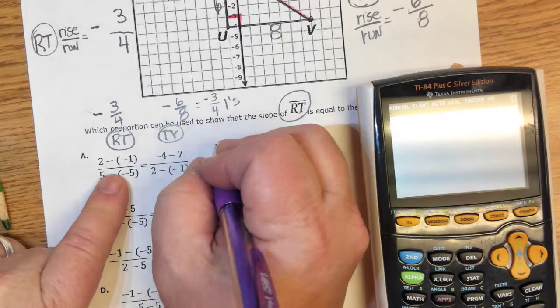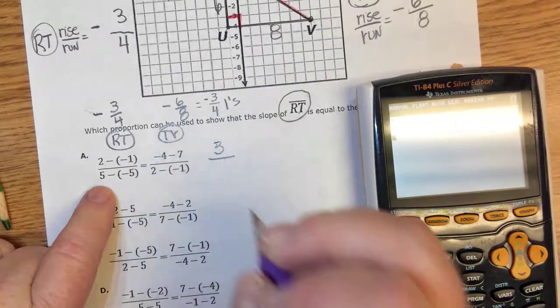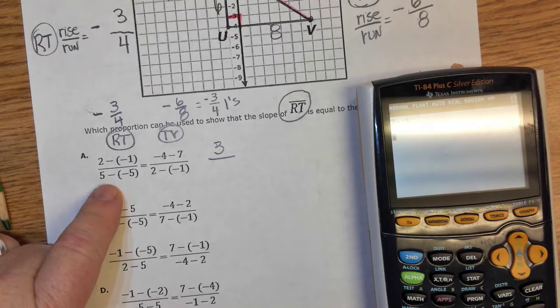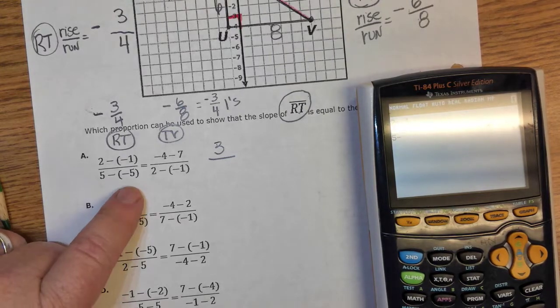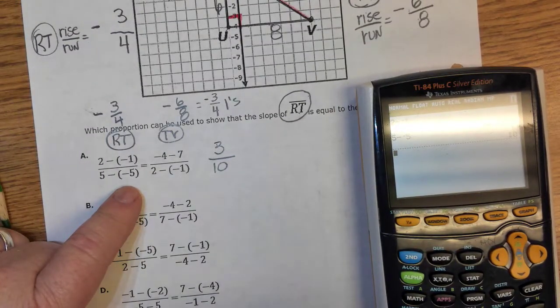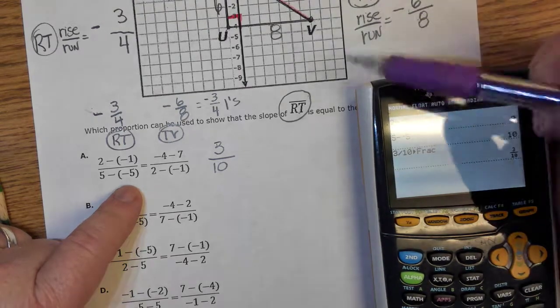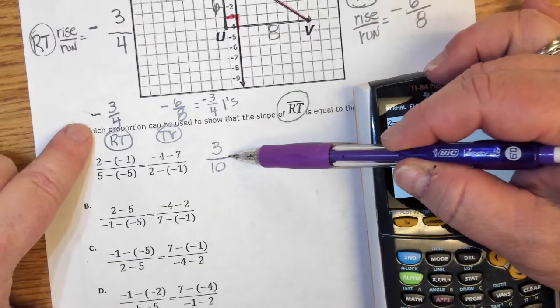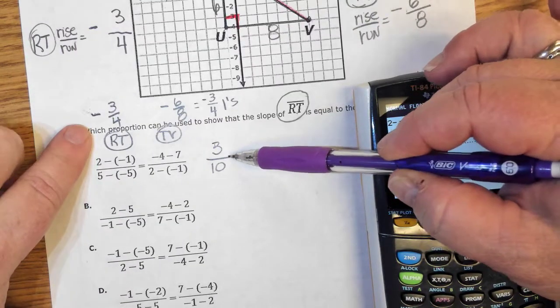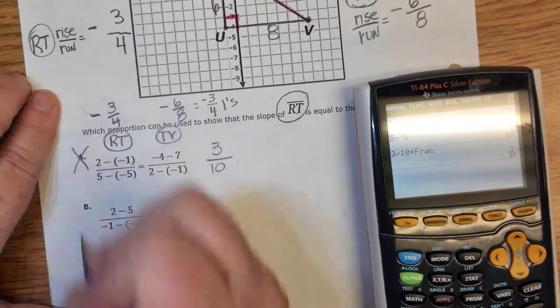And I get a 3. Hey, this is looking good. Okay? Then I'm going to do 5 subtract negative 5. And what do I get? 10. I'm going to put 3 divided by 10, hit math, enter, enter. Does that simplify to negative 3 over 4? No, it doesn't. So I'm pretty sure that this one's not going to work.